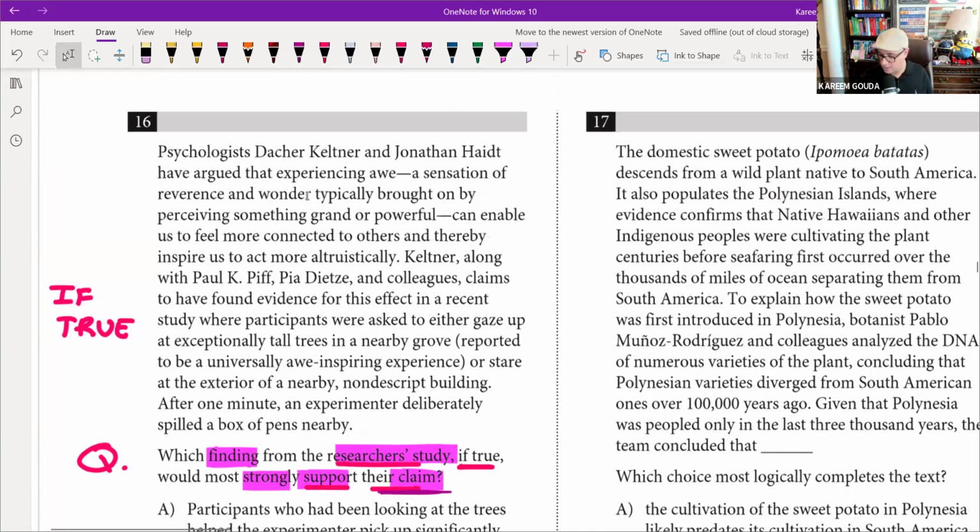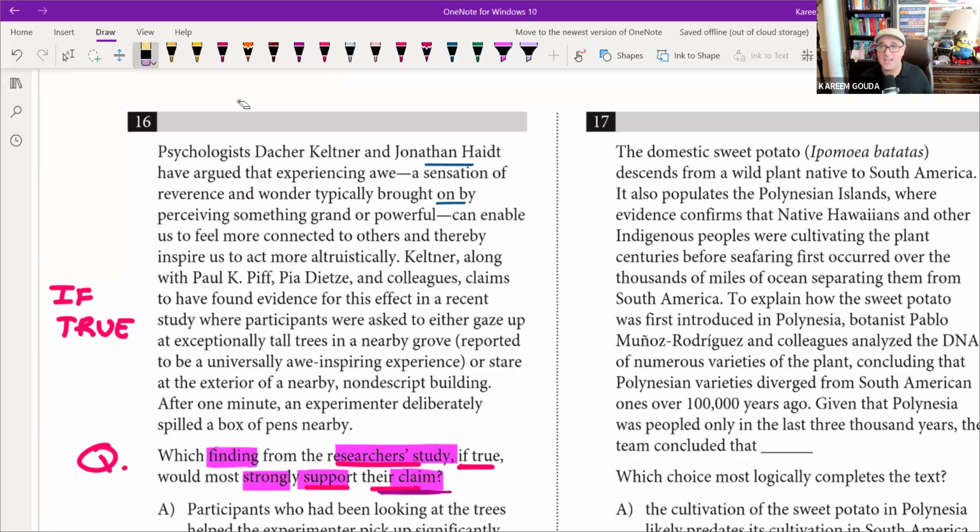So I look here first and I try to look for the claim. Let's do this quickly. Come on. Psychologists so and so and so and so have argued that experiencing awe, a sensation of reverence and wonder, typically brought on by perceiving something grand or powerful, can enable us to feel more connected to others and thereby inspire us to act more altruistically. All right, let's just stop for a moment, guys. Let's just stop. Where is the claim?